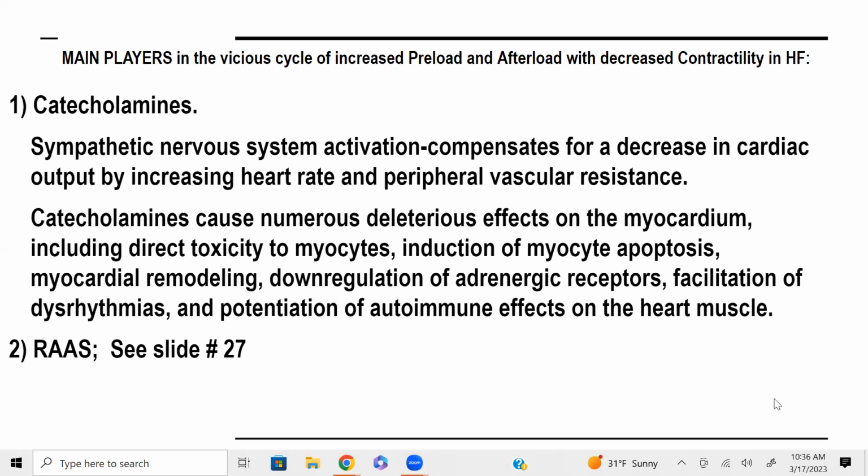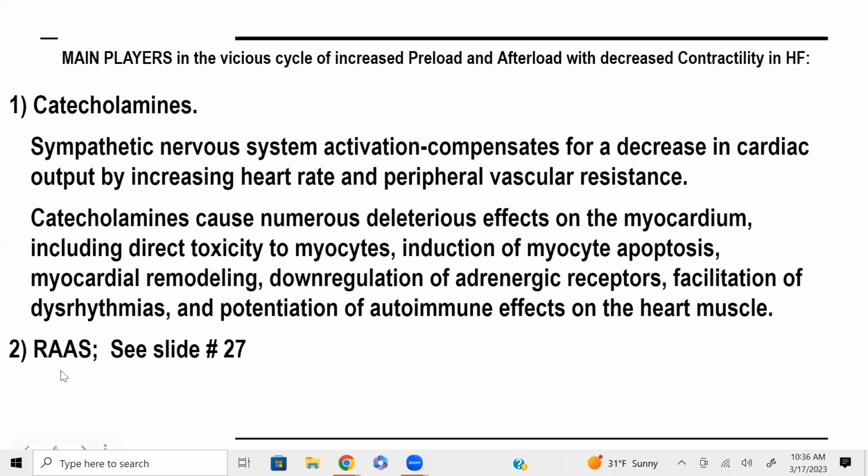And the pathological process is induction of myocyte apoptosis. We learned apoptosis in cell biology, and it also causes remodeling of the myocardium. And a lot of times this is related to autoimmune effects on the heart muscles. So this is a great slide for understanding the mechanism.